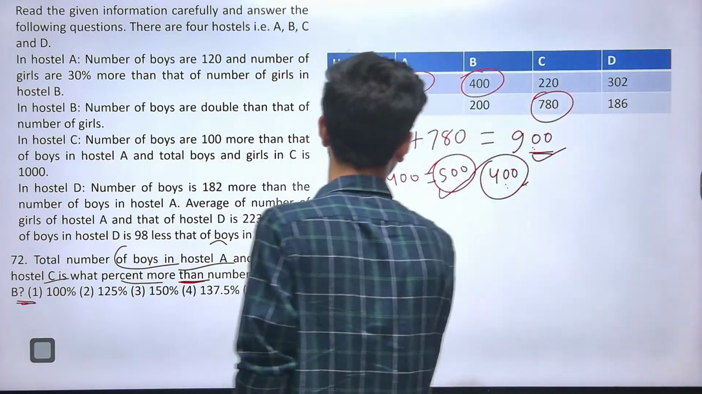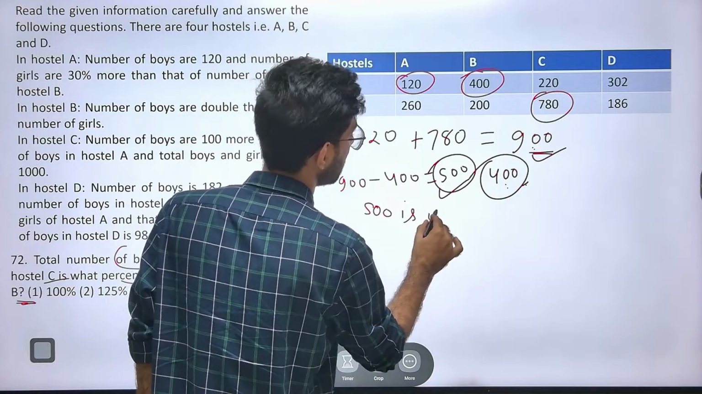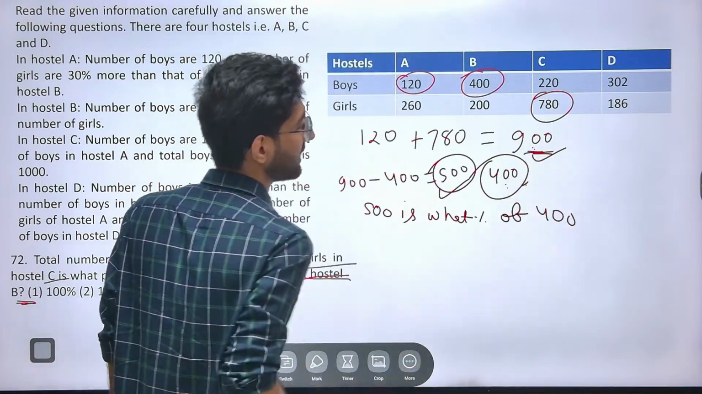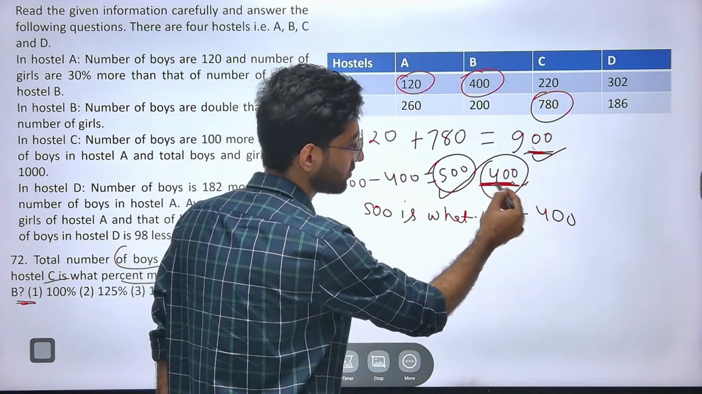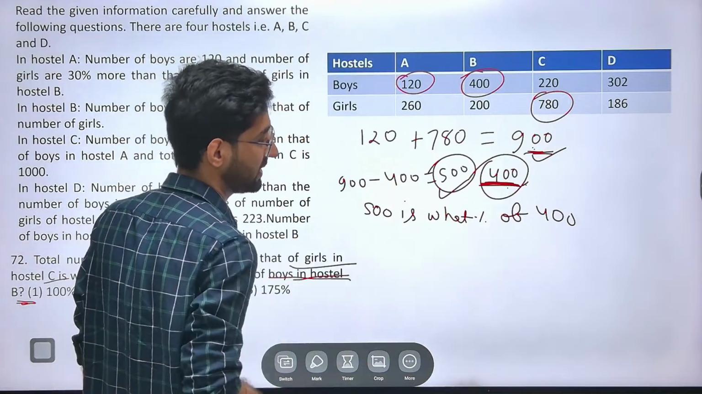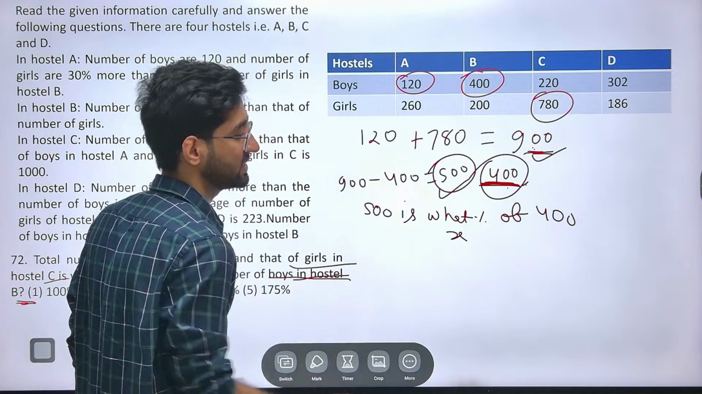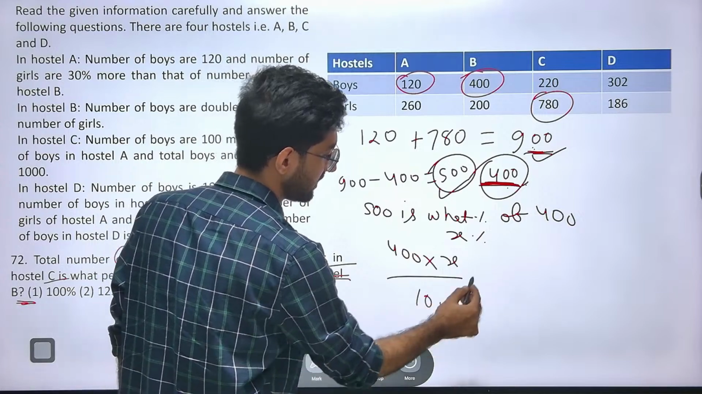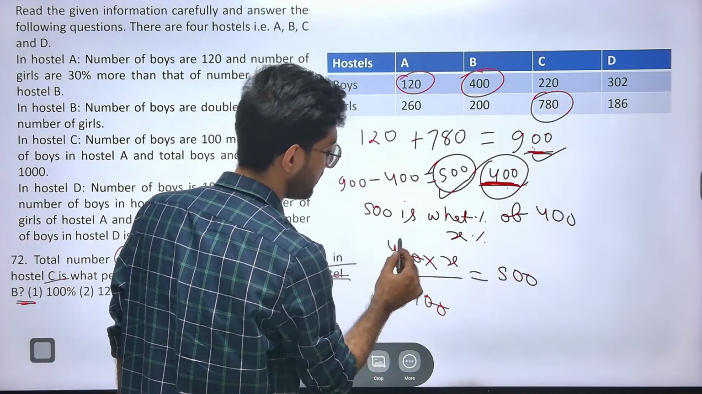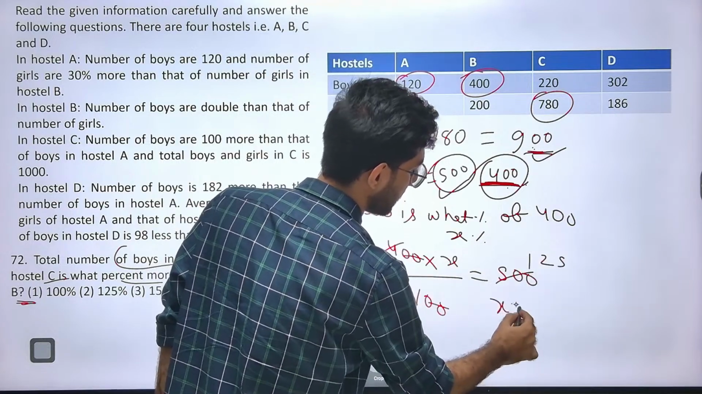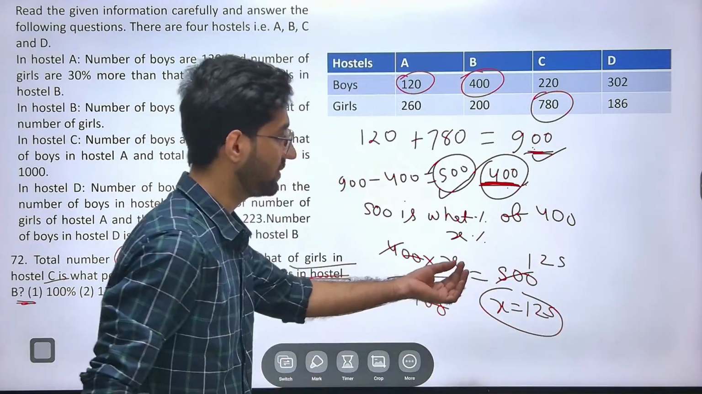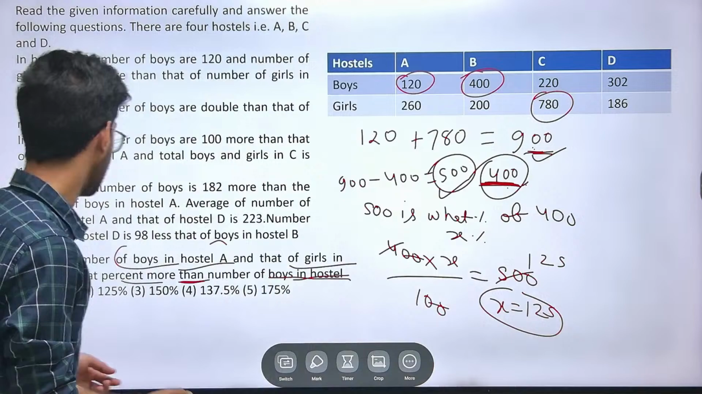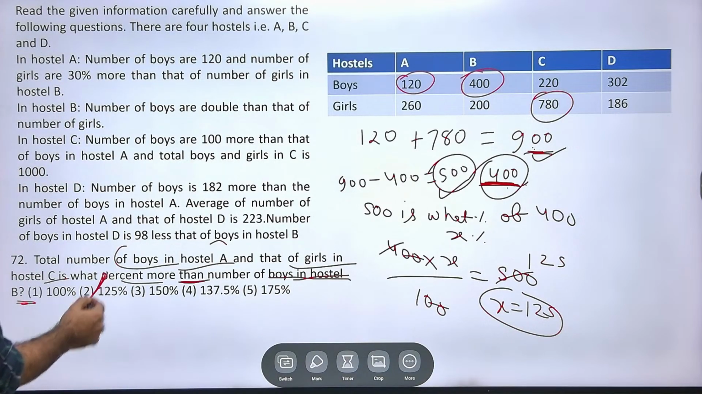But even if you are not good at calculation, you can do simple things. 500 is what percentage of 400? Earlier the question was 900 is what percentage more than 400, right? So obviously 500 more than. Suppose 500 is x percentage of 400, so simple, 400 into x divided by 100 is equal to 500, simple, 4 into 125, so the correct answer is 125. See, everyone simplifies this kind of things in his own way, right? So the correct answer is 125 percent. Option 2 is the correct answer.